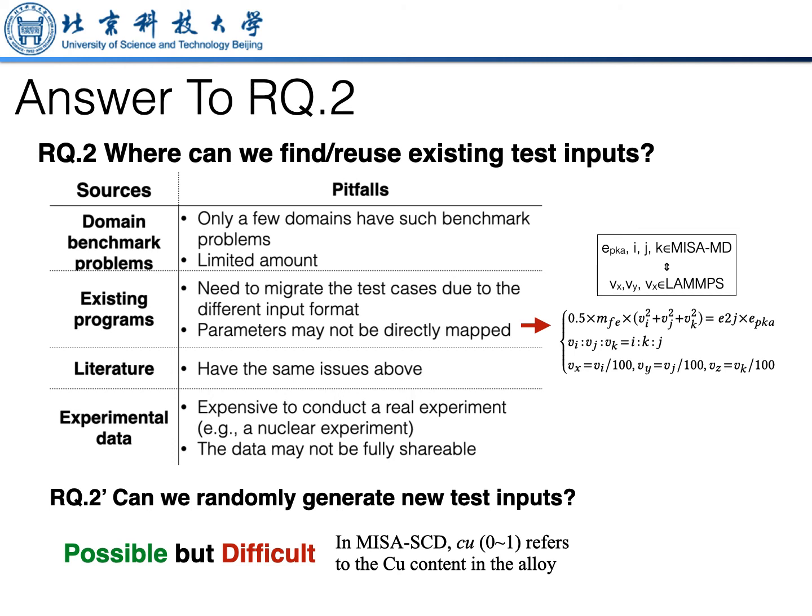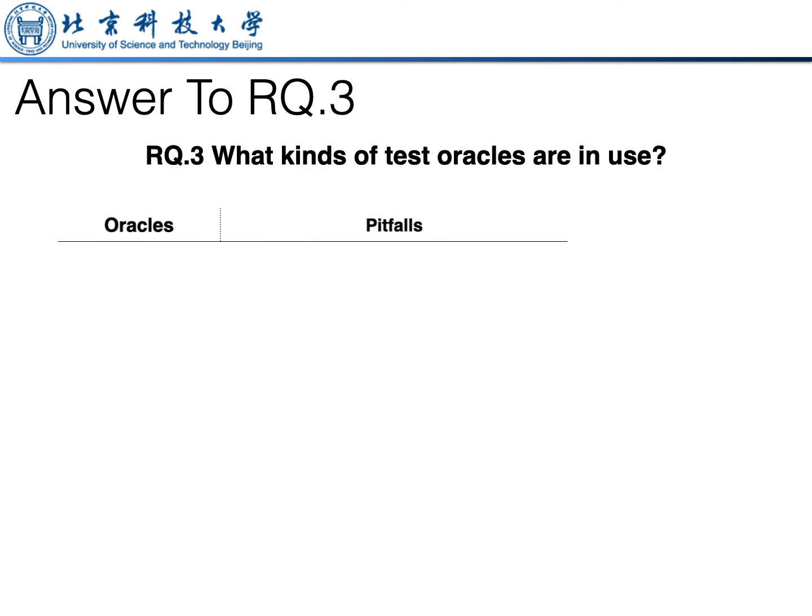It refers to the copper content in an alloy. If it is increased to a certain threshold value, then the alloy may become not-salt, and many other parameters must also be adapted. The third question is what kinds of test oracles are there?